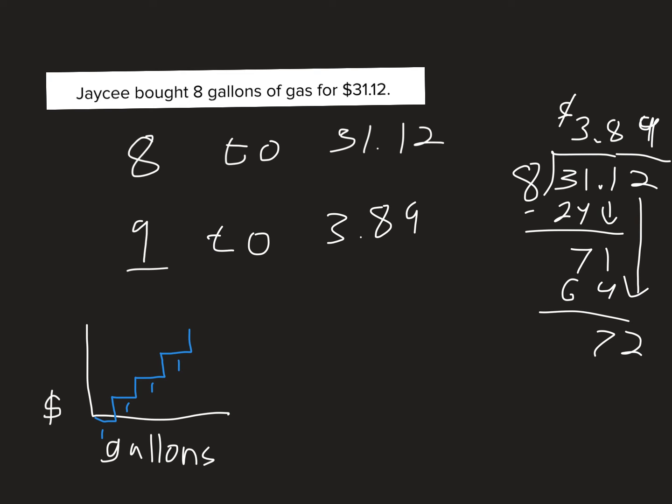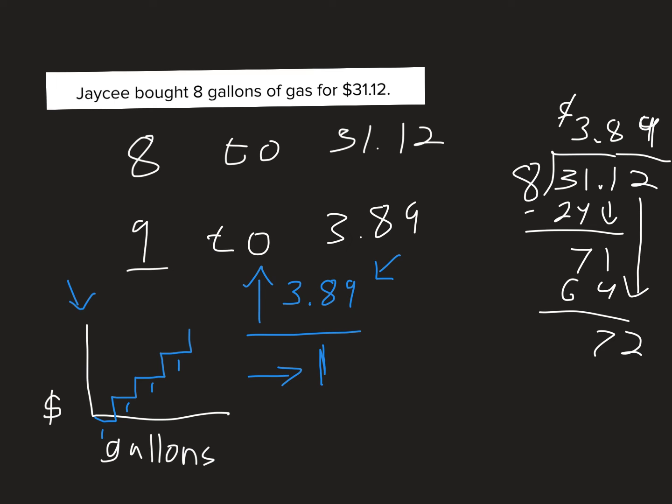Okay? And we learned that we're going to do the amount it goes up by over the amount it goes over by. So I'm going to go over 1 gallon of gas. And in this case, I'm going up $3.89. Okay? This is my picture representation of what's going on. This is my ratio representation of what's going on.